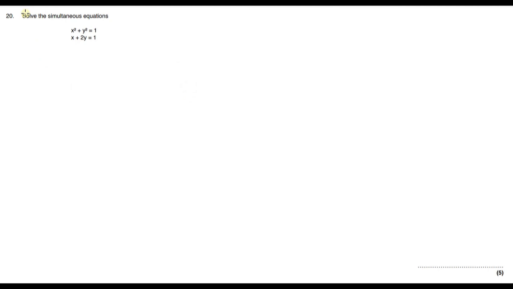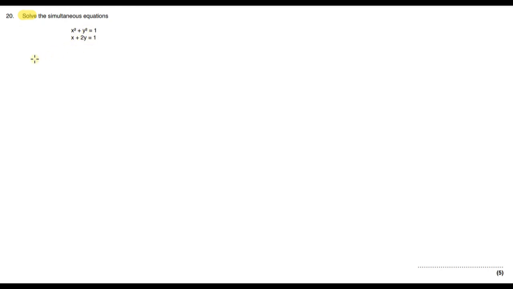Question 20. Solve the simultaneous equations. So looking at our equations, we've got one with quadratics in, and we've got one linear equation. Whenever you have this setup where you've got one quadratic and one linear, the best way to solve this is to substitute the linear equation into the quadratic equation.